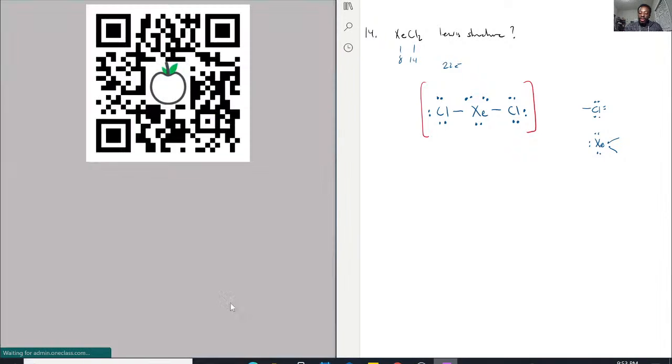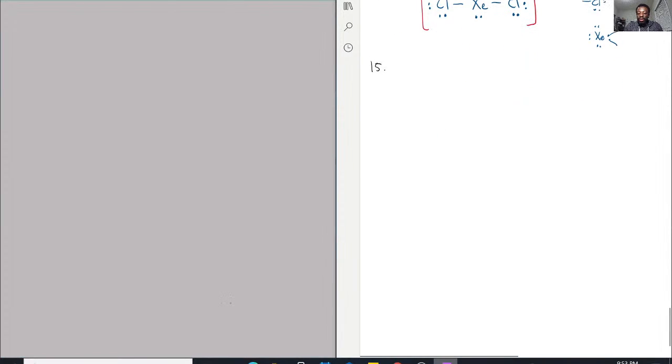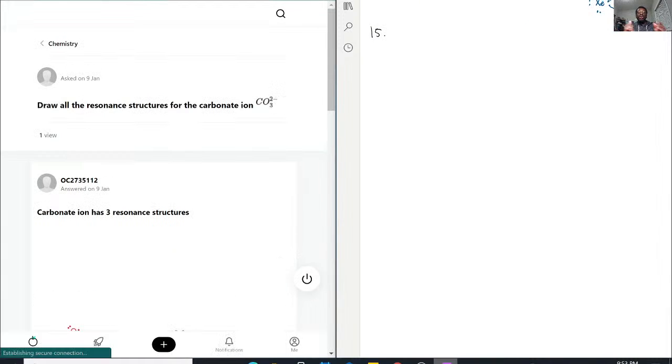So now for question number 15. We have: draw all the resonance structures for carbonate ion, and I wish that I did not see that because now I know I only have to draw 3. But nonetheless, let's see if we could have figured out how many resonance structures it would have.